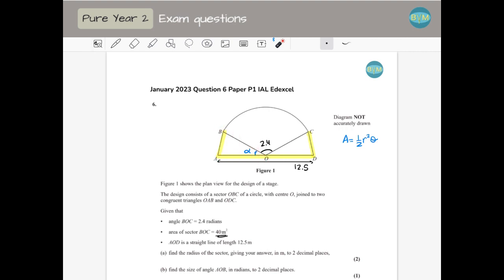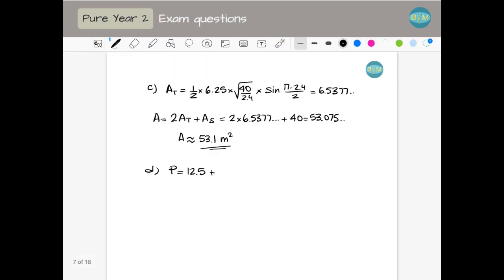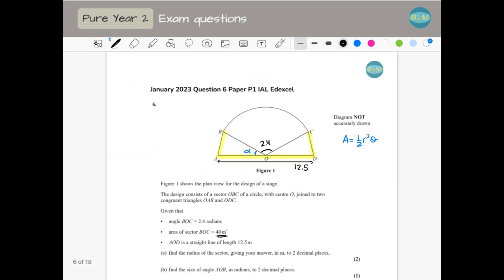What I'm going to use to find this side AB is the cosine rule, for example. So this will be 2 times AB, and let me finish before we find that. And then the last bit is the arc of the sector. Remember, the length of the arc is r theta when we have radians.